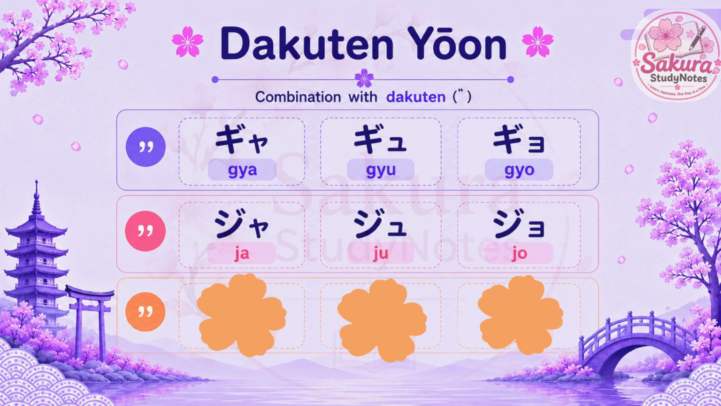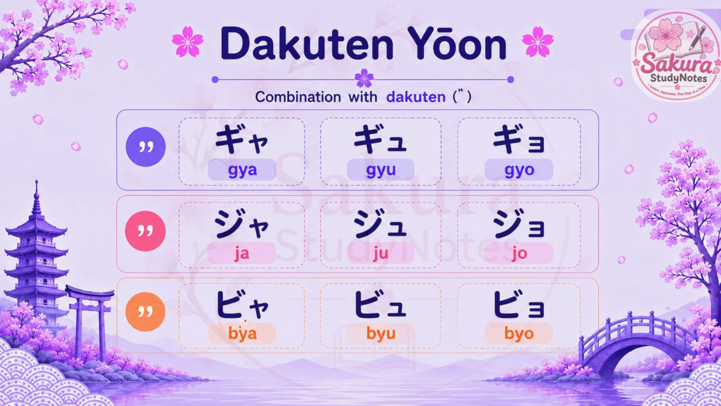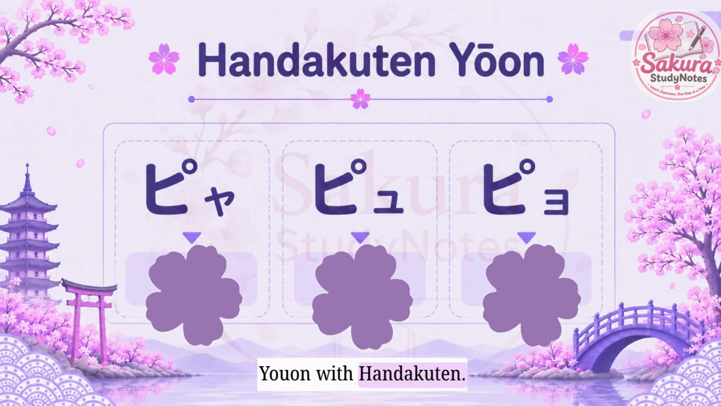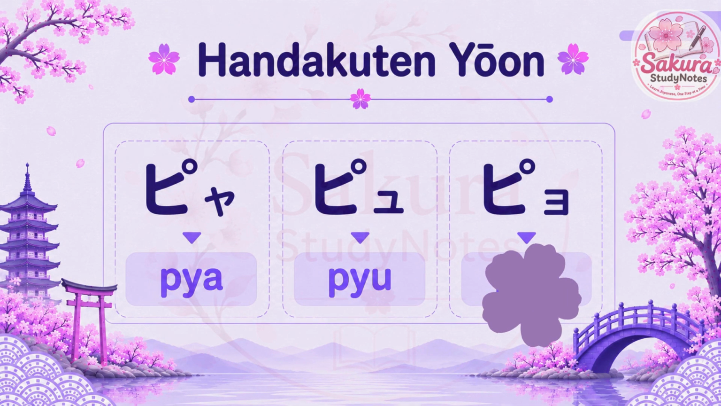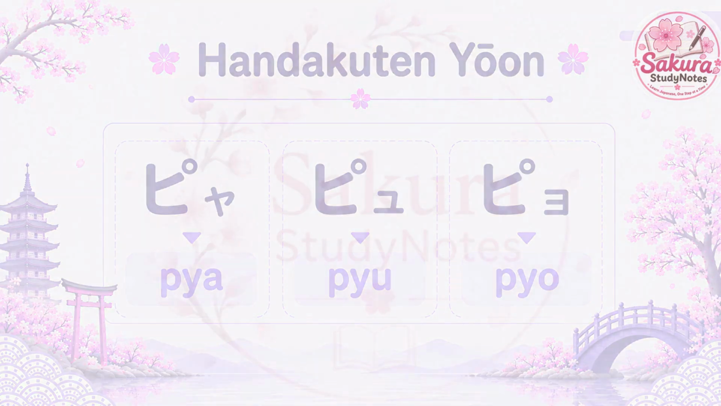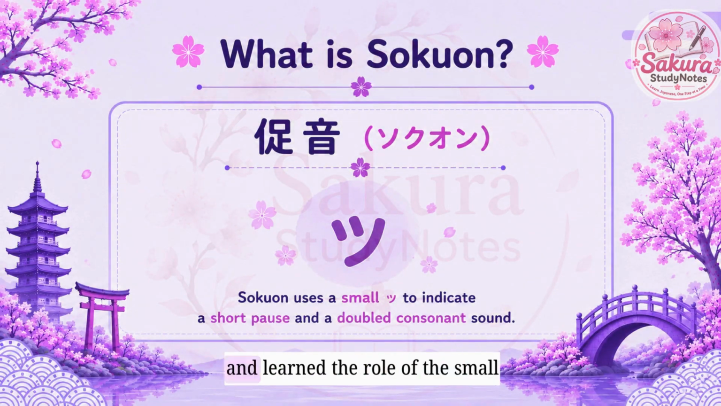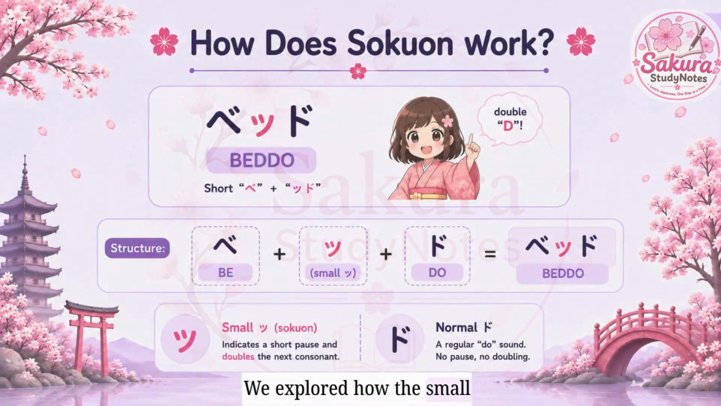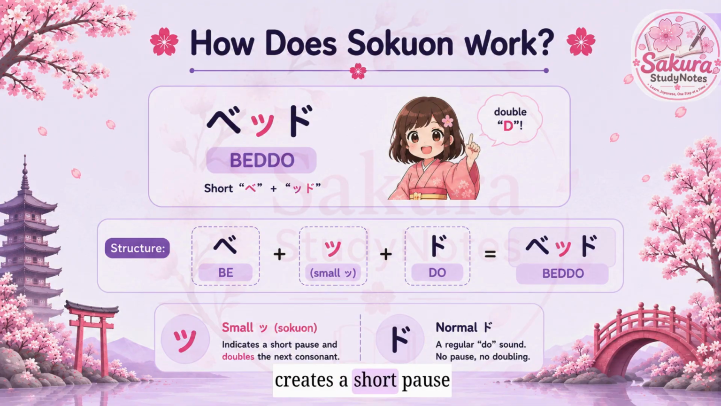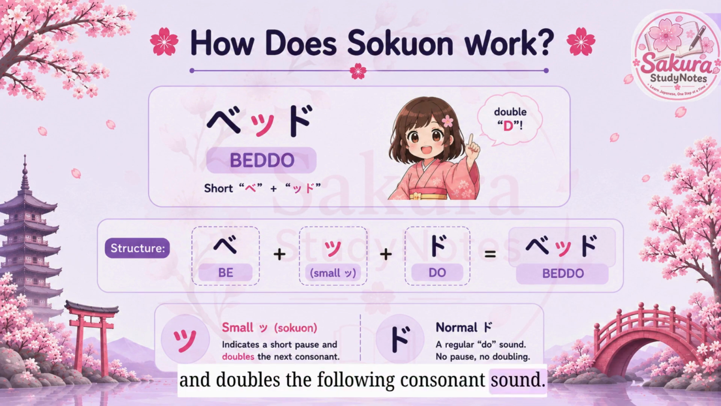Ju, Jo, Bya, Byu, Byo. Yōon with Handakuten. Pya, Pyu, Pyo. Next, we moved on to Sokuon and learned the role of the small tsu. We explored how the small tsu creates a short pause and doubles the following consonant sound.